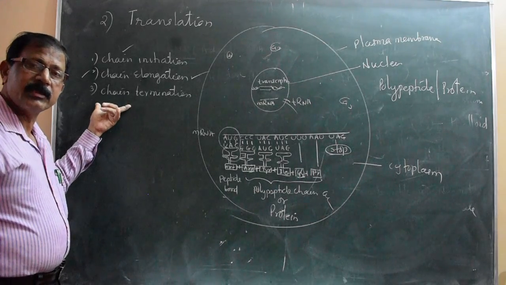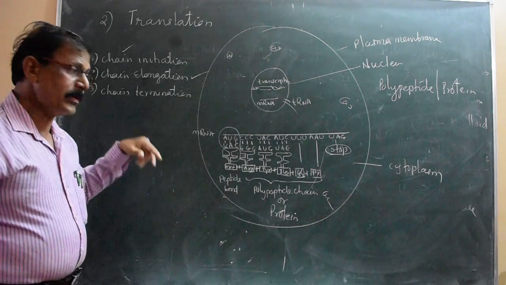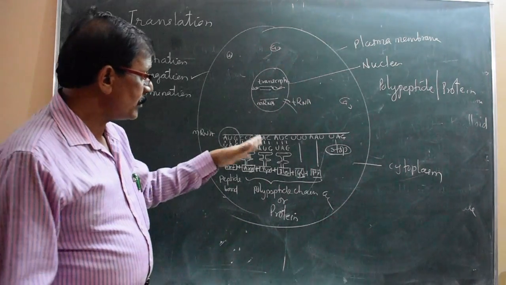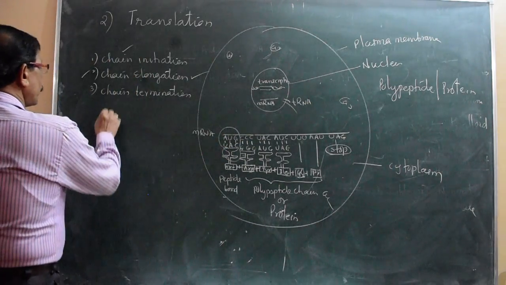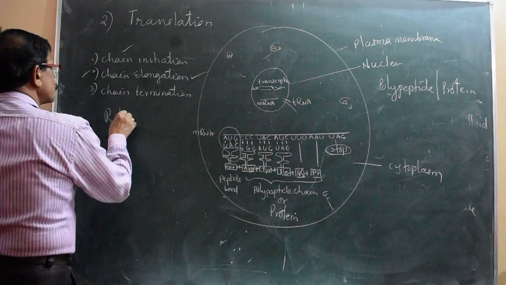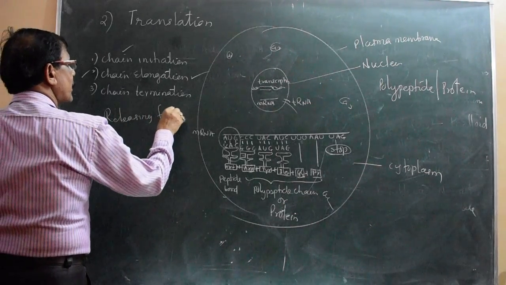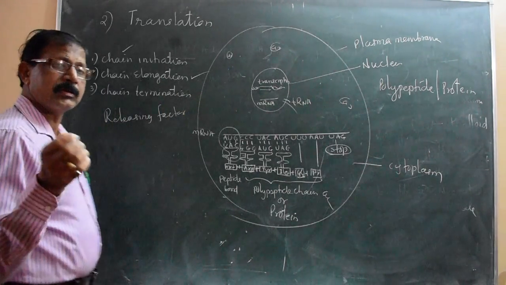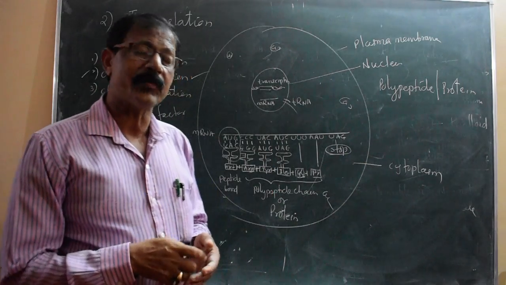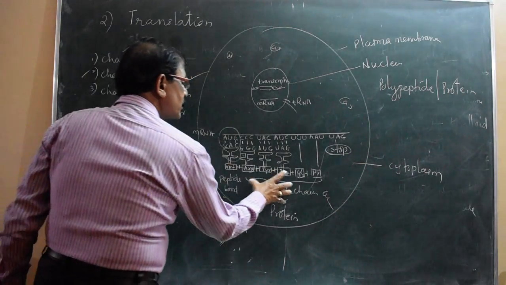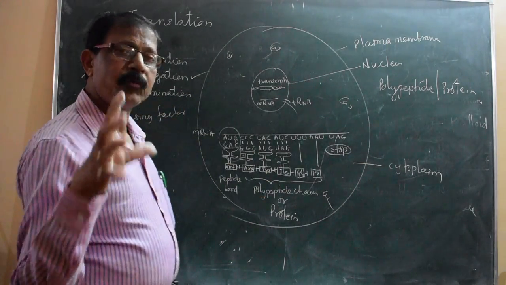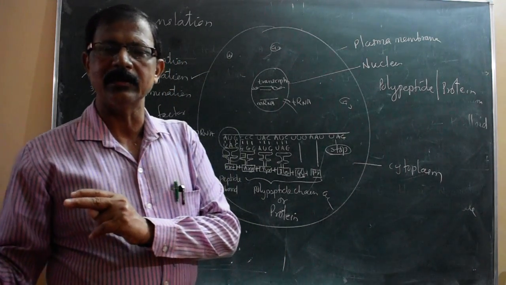that process is called what? Chain termination. And as the protein synthesis stops, a large number of releasing factors are also produced. Releasing factors, R1, R2, R3 like this, and these releasing factors help in the separation of one protein or polypeptide from the mRNA strand. It separates from the mRNA.